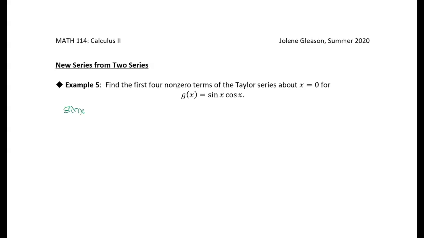We're trying to find the Taylor series for sine x times cosine of x. Okay, we know the Taylor series for both of those. So sine of x is x minus x cubed over 3 factorial plus x to the 5th over 5 factorial minus x to the 7th over 7 factorial and so on, right? And I want to multiply that times the series for cosine, which is 1 minus x squared over 2 factorial plus x to the 4th over 4 factorial minus x to the 6th over 6 factorial and so on.